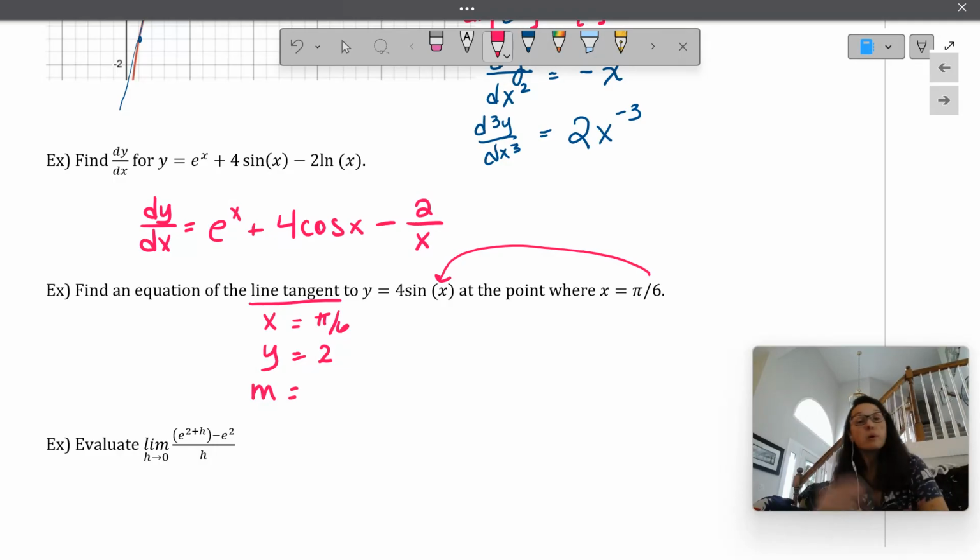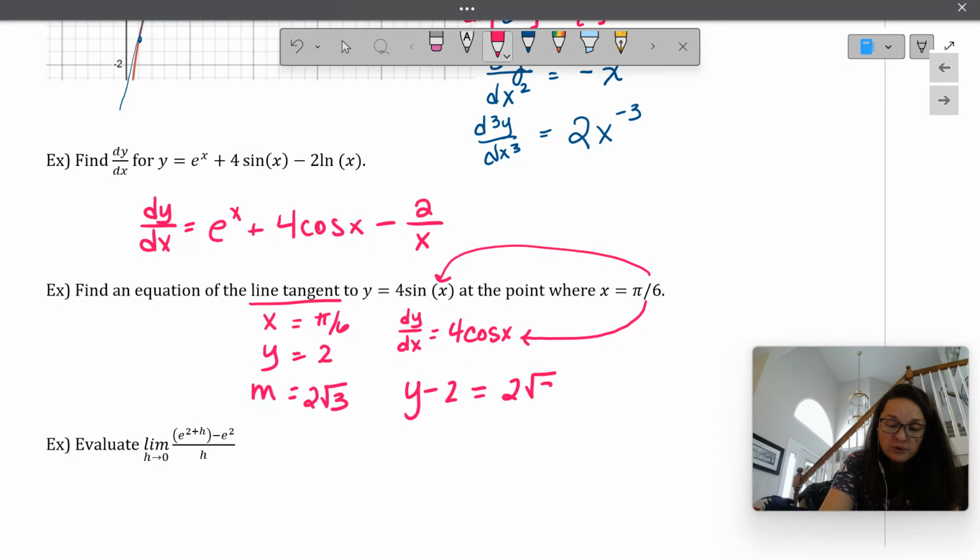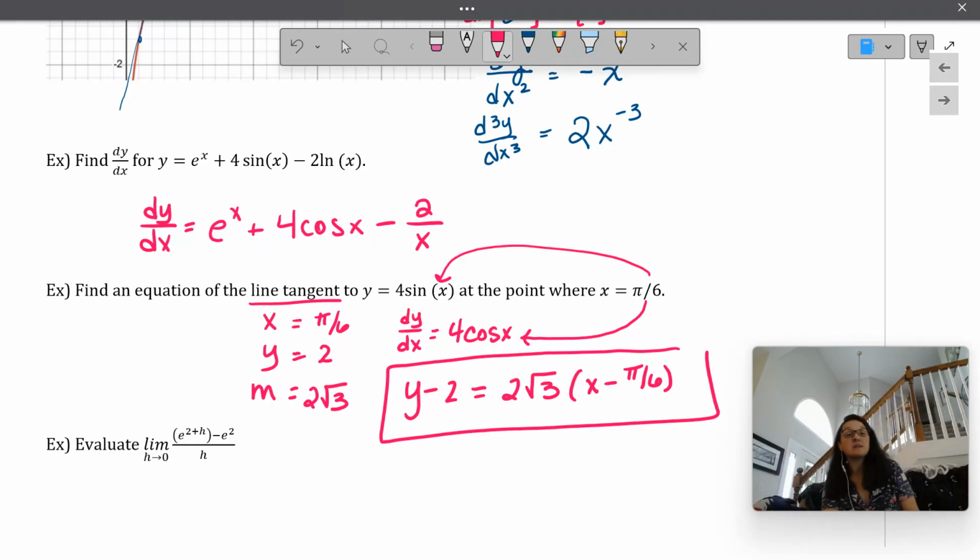The slope comes from the derivative. Well, if y is 4 sine x, then dy dx is 4 cosine x. I plug pi over 6 into there, and I get 4 times root 3 over 2, which is 2 root 3, making my tangent line y minus 2 equals 2 root 3 times x minus pi over 6. And that's it. That's a tangent line.